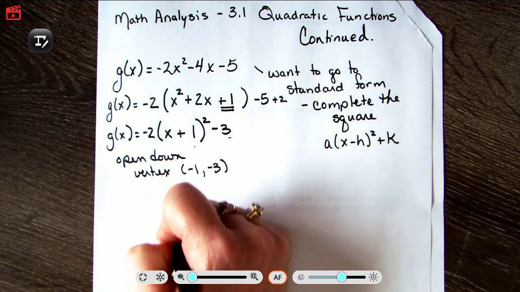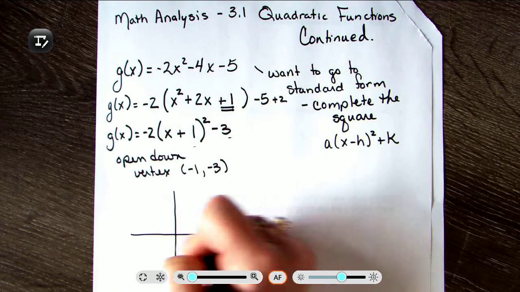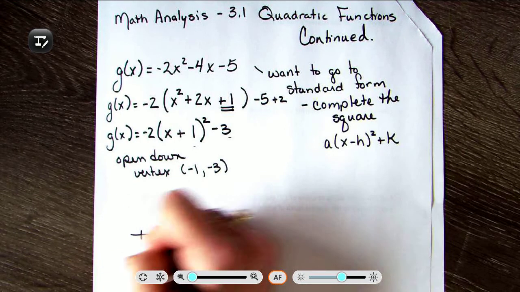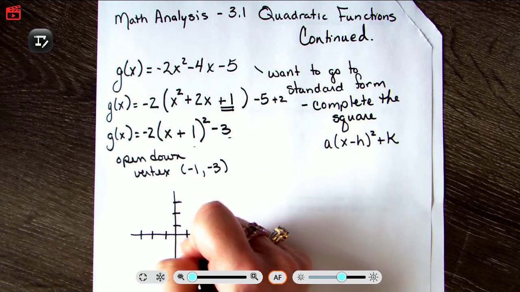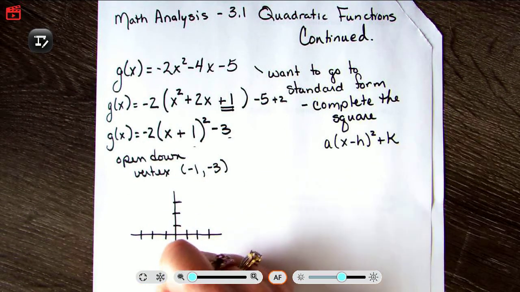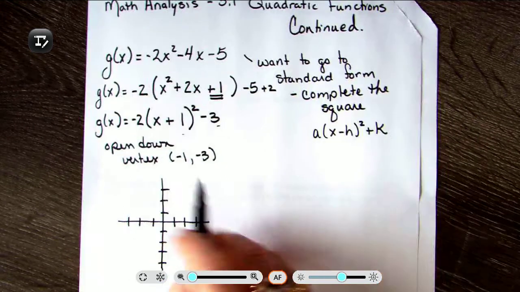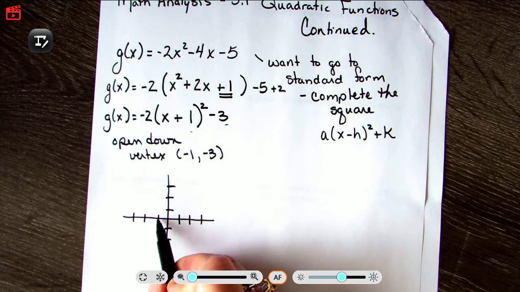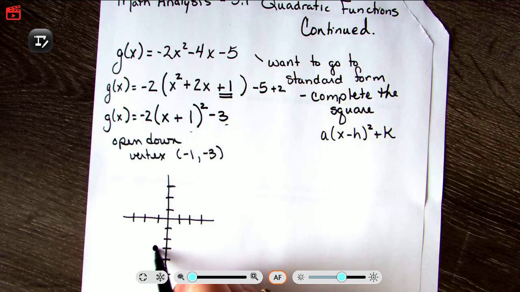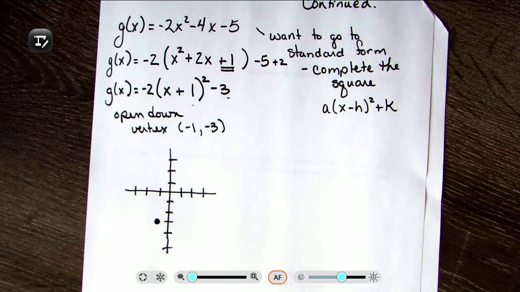Okay, so I'm going to draw on a rough sketch of what we got so far. We will add to this. Okay, so (-1, -3). And we know it opens down.